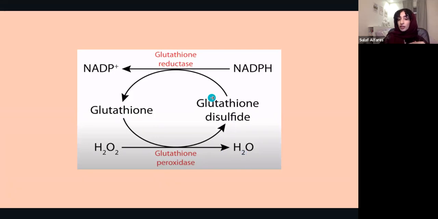Now, for this glutathione to be able to function again, we need to bring it back to the reduced phase, right? This happens using NADPH. NADPH is going to donate its electron, and it's going to give it back to the glutathione so that we can keep this cycle going. This happens through the action of the enzyme glutathione reductase. Do you guys get this point? Okay, so basically this is how glutathione functions to help protect us from reactive oxygen species, okay?